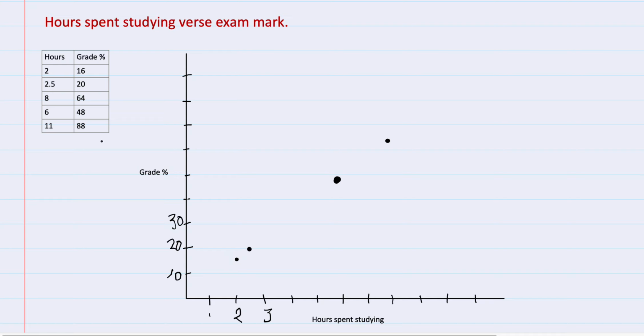And then finally, our last person spent 11 hours studying and did the best. They got 88%. Oh, I did draw 11. 11, and they got 60, 70, 80, 88%, around here. Around there. So notice that in this scenario of completely made up marks, we do have a linear relationship here.